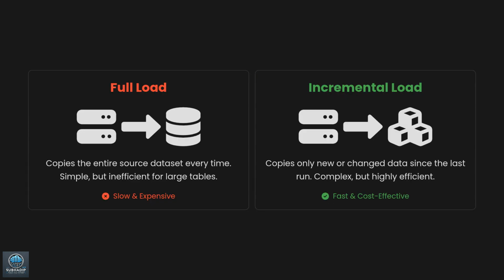First, let's clarify the difference. A full load copies everything, every single time. It's simple but becomes incredibly slow and costly as your data grows. An incremental load, on the other hand, is much smarter. It only processes records that are new or have been updated, making it significantly faster and more cost-effective.